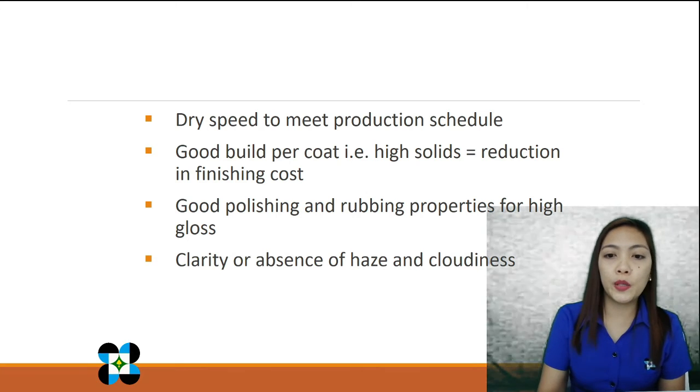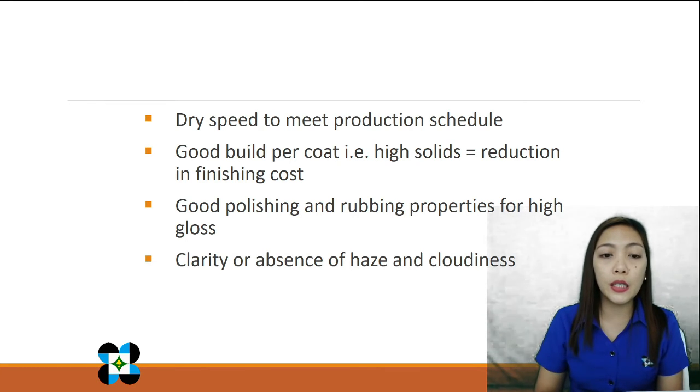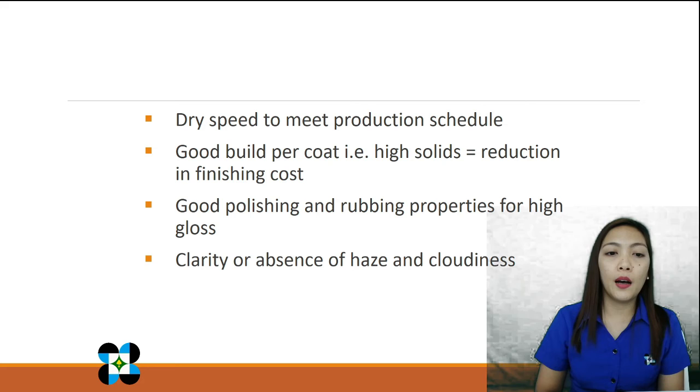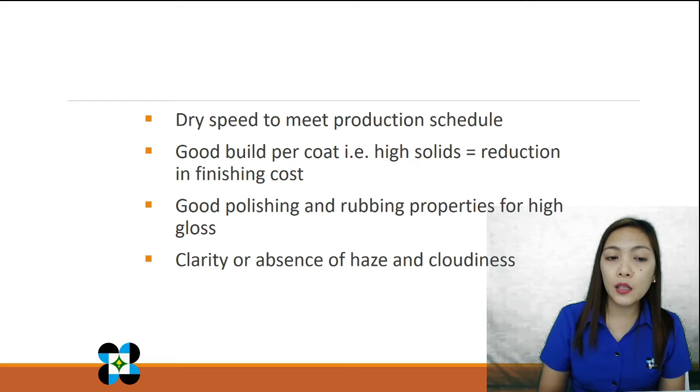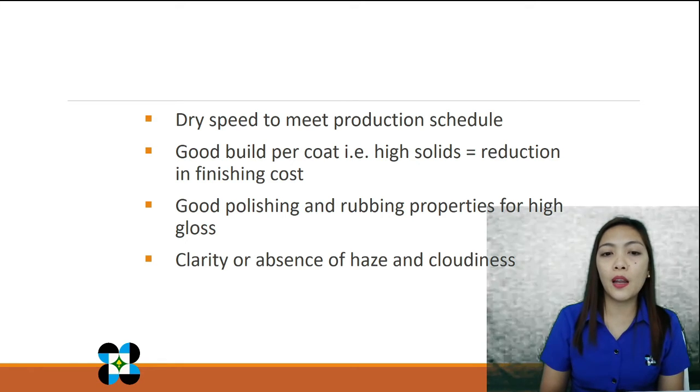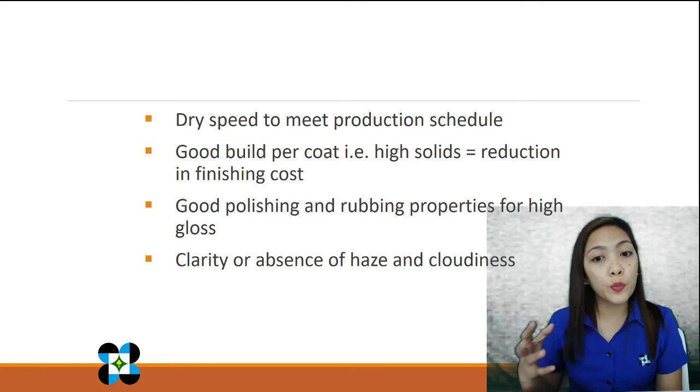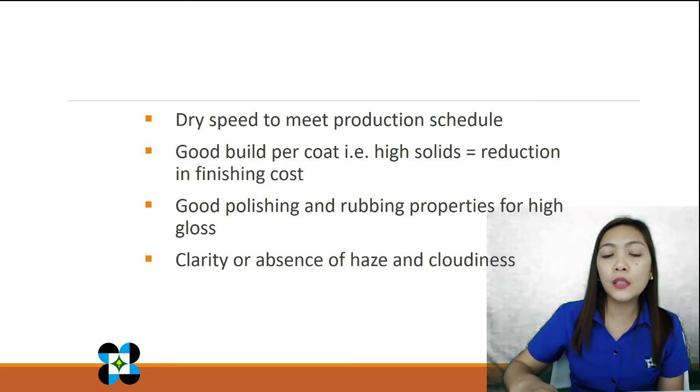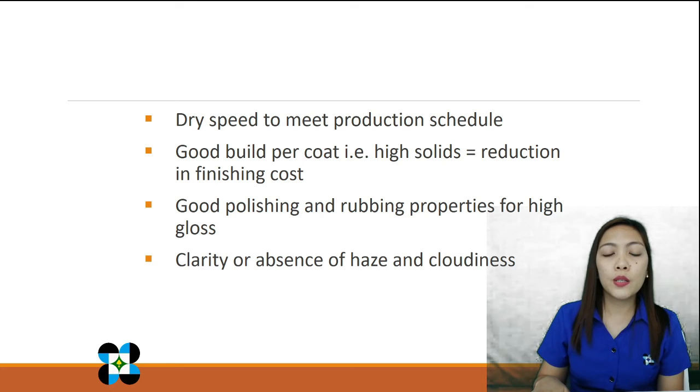Dry speed to meet production schedule. As mentioned earlier, meron tayong iba't ibang drying time. So, if you use, for instance, polyurethane, you can pack it in 12 hours pa. What if kailangan mo ng i-transport yung inyong product? Good build per coat. There are certain top coats kung saan high build siya or high solids.